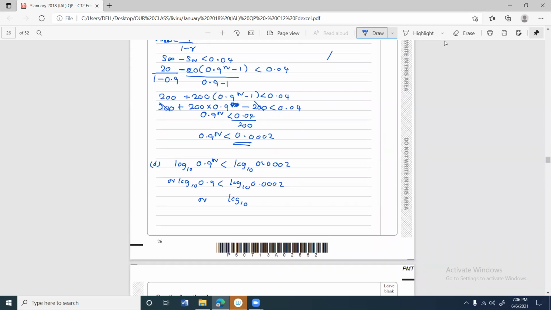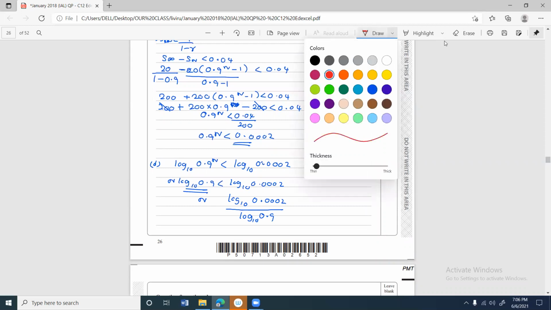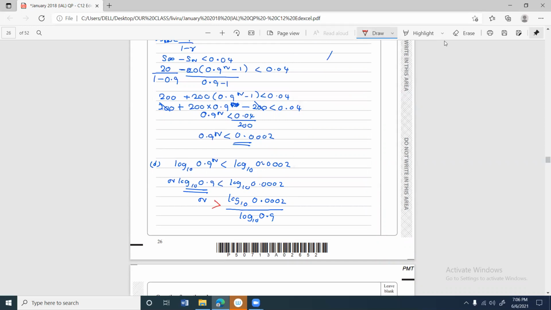Now take your calculators and enter the logarithm of 0.9. It's a negative answer. Then if you divide an inequality by a negative number, what happens? The direction of the inequality changes. Then we will work out and see.